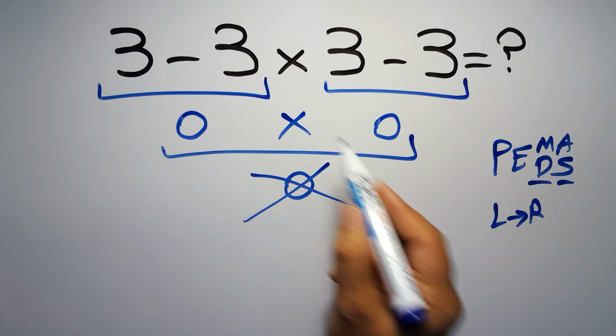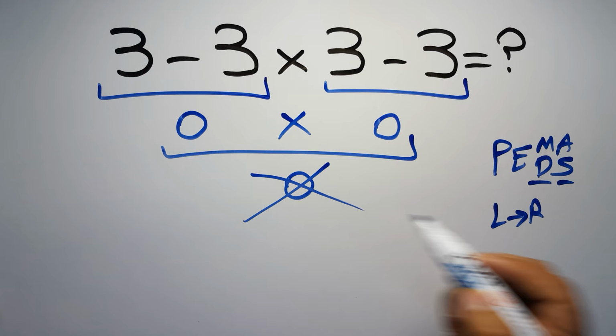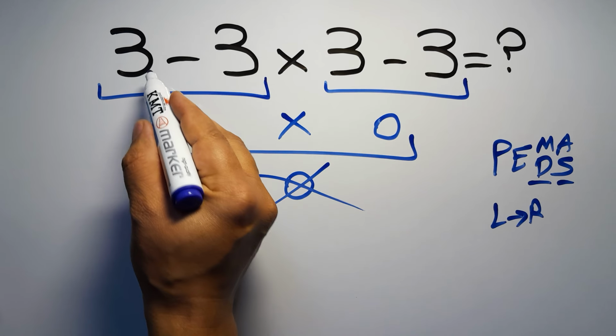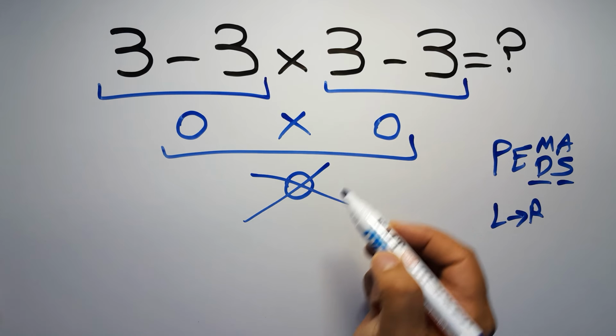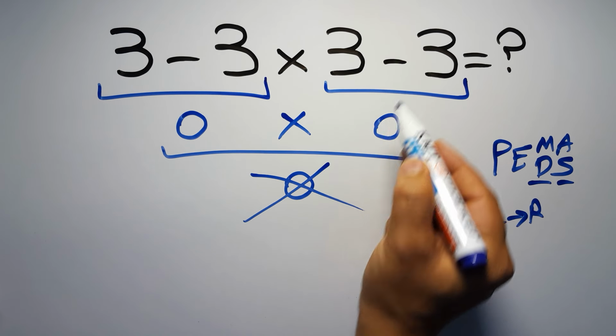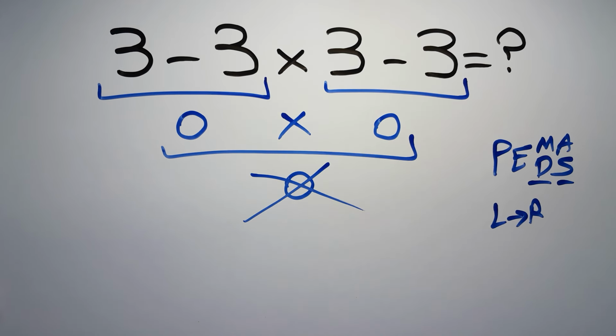According to the PEMDAS, multiplication has higher priority than subtraction because multiplication comes before subtraction. So here, first we have to do this multiplication, then this subtraction, and finally this subtraction. If we do this subtraction or this subtraction before this multiplication, it is wrong.